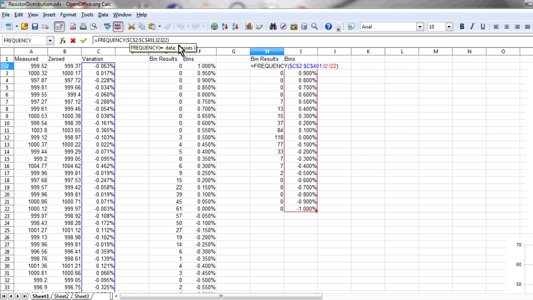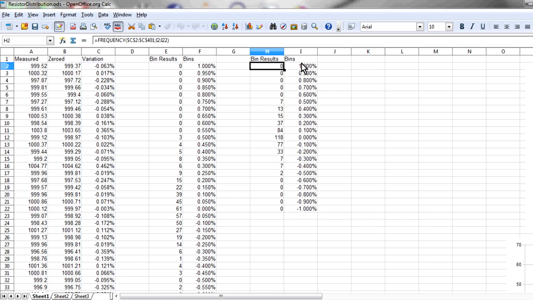Now the second one up here is actually called classes, but bins is the other name for it, which we're going to use here. So these bins are in column I2 to I22 down here, as you can see, and we've got those 21 bins, and the frequency command is just magic. It just goes through and counts the data in those bins and converts it effectively into the frequency domain.